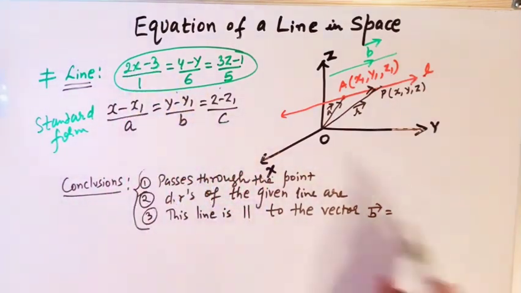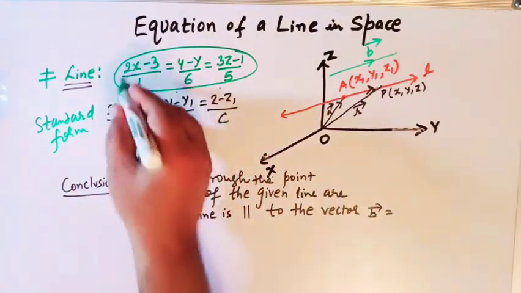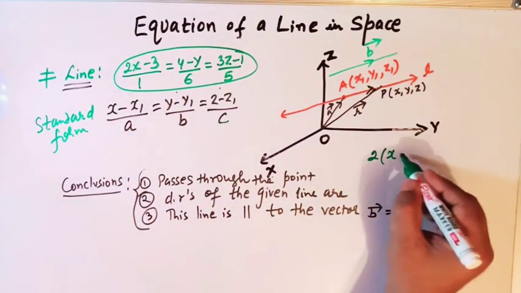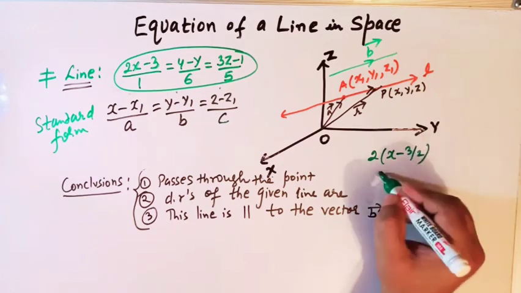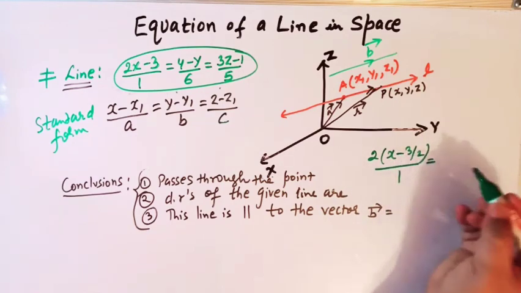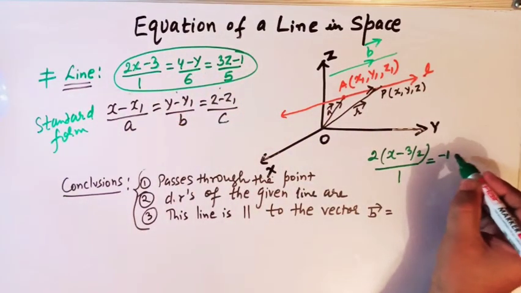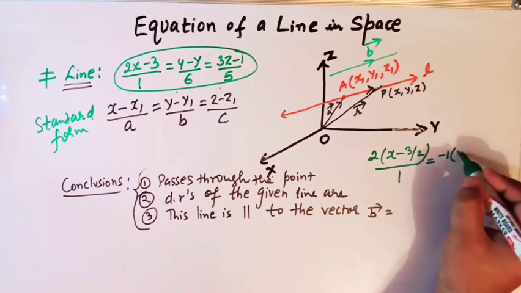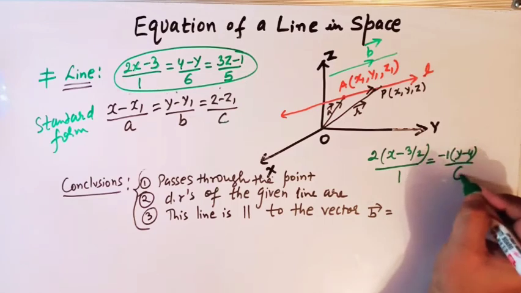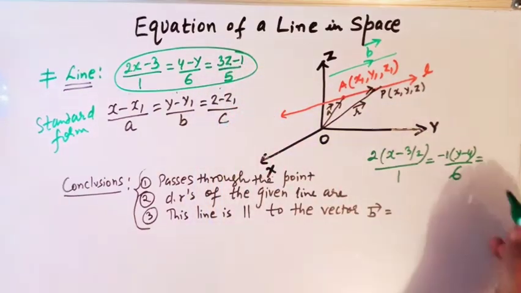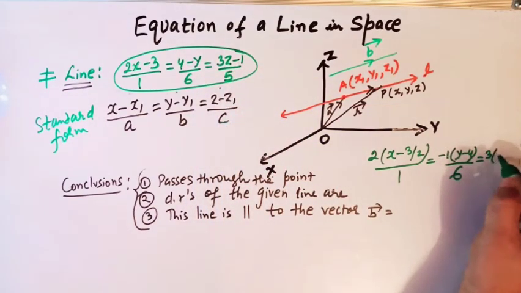So what we will do, I am doing it here, we'll take 2 common. We'll have 2 times (x minus 3 by 2), then we have 1 here, and this is 4 minus y, so we can write it as minus 1 times (y minus 4), divided by 6, and then we have 3z minus 1, so we'll take 3, and here we have (z minus 1 by 3) divided by 5.